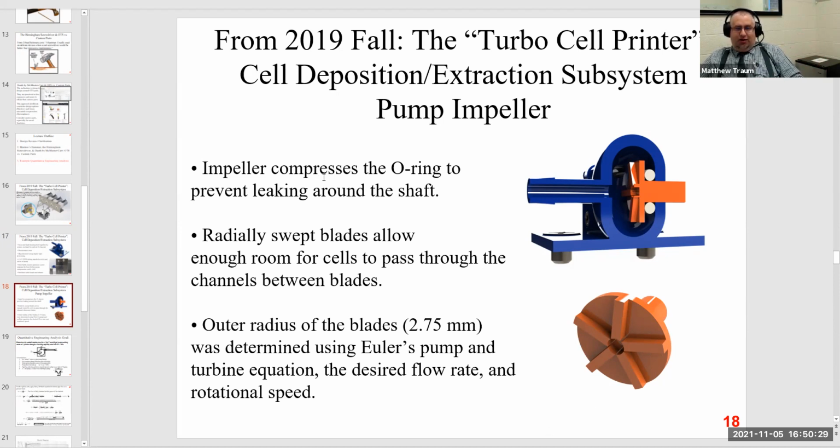So the impeller compresses against an O-ring on the back, which prevents leakage around the seal. We've got radially swept blades, allowing enough room for cells to pass through channels between the blades. So the channels between the blades are sort of these triangular shaped channels. There's enough room for kind of a cell to fit in there without getting stuck, which prevents the cell from then dying and contaminating the system. And the outer radius of the blades, which was set at 2.75 millimeters, was determined using Euler's pump equation, the desired flow rate, and the rotational speed.